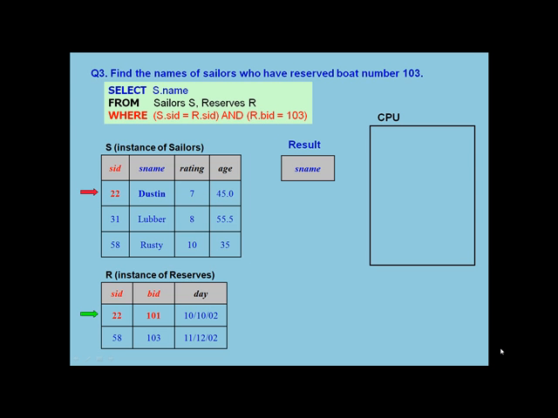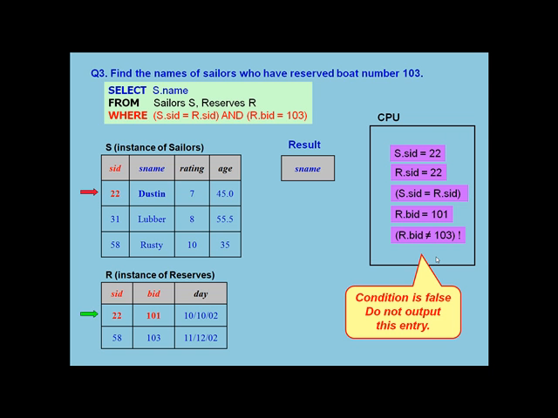Query 3. Find the names of sailors who have reserved boat number 103. We start to calculate. S.zip is equal 22. R.zip is equal 22. S.zip is equal R.zip. R.bid is equal 101. R.bid is not equal 103. Condition is false. Do not output this entry.